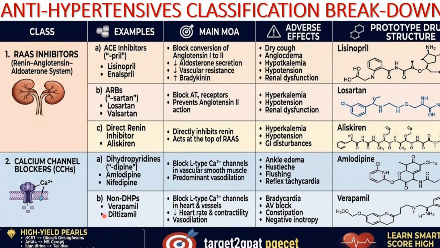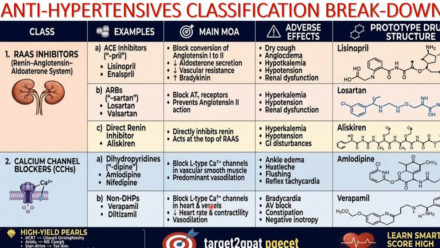And coming to the second subclass of calcium channel blockers, that is non-dihydropyridines. From the name itself, non means no, always. So there is no dihydropyridine. The mechanism of action is the same because they are calcium channel blockers, and the best examples here are verapamil and diltiazem, VD. This is a high-yielding topic to be remembered for the exams.